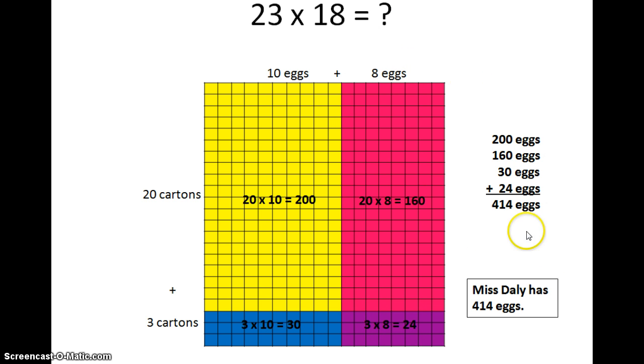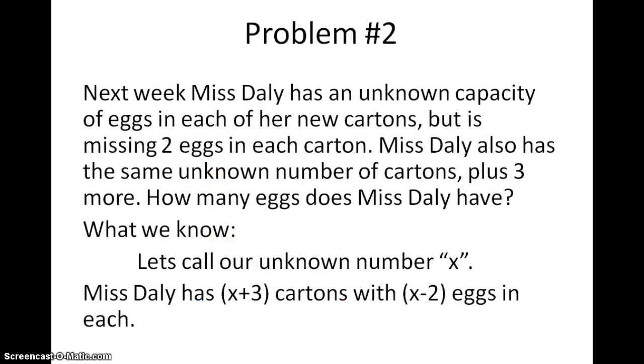So we add all these up on the right here. We have 200 eggs plus 160 plus 30 plus 24. This gives us a total of 414 eggs. So Miss Daly once again has 414 eggs.